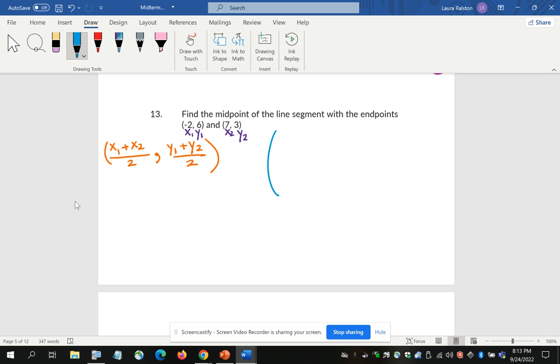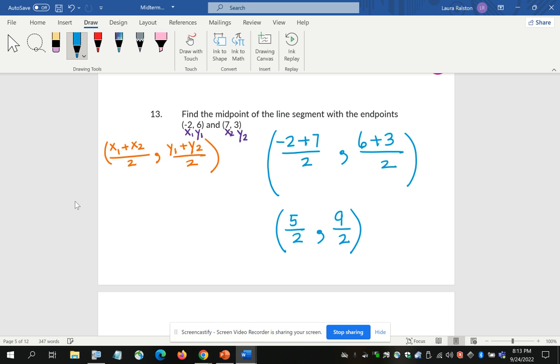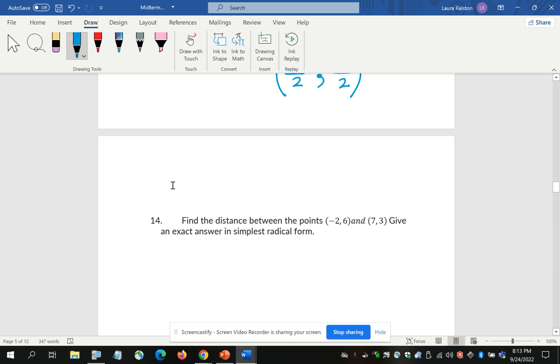So I have -2 plus 7 all divided by 2, and 6 plus 3 all divided by 2. So I have 5 over 2, or 5/2, and comma 9/2. There it is. And the formula is on the test. What's your addition and subtraction? Use a calculator if you need to.